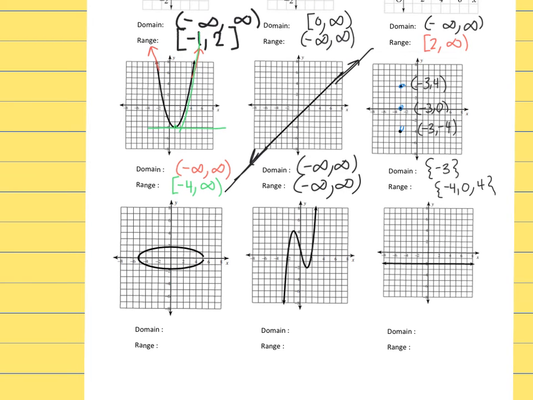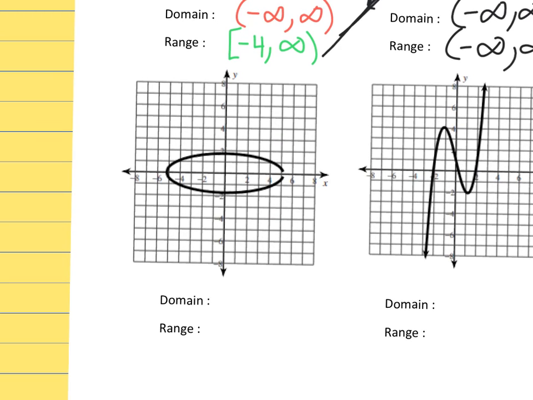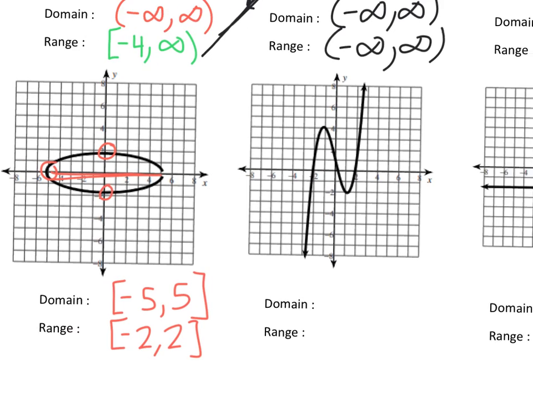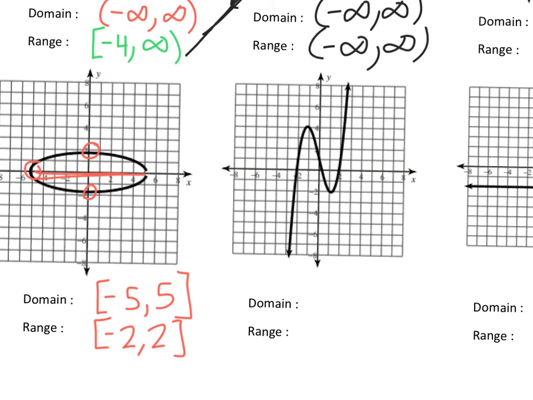Okay, this domain, or this function, actually it's not a function, this relationship, is going left and right from negative 5 to 5 and including it. And the range is going up and down from negative 2 to 2 and including it. This domain right here is going infinitely to the left and infinitely to the right. So it's still negative infinity to infinity. And it's starting down and going up infinitely.